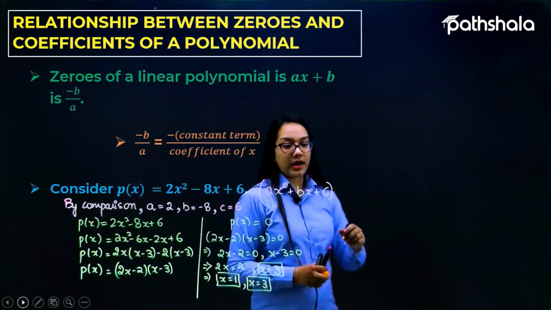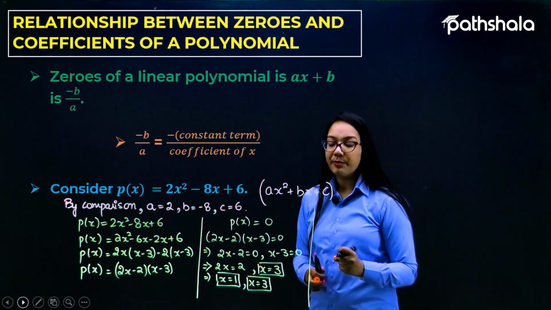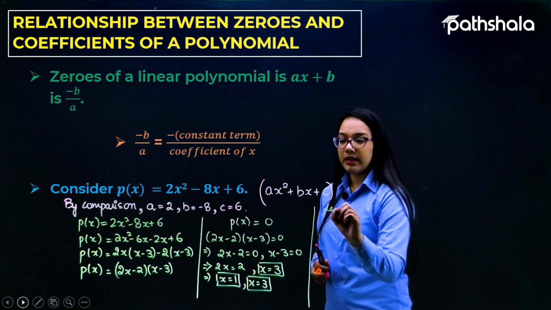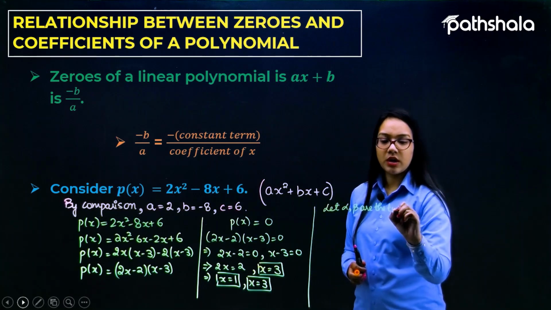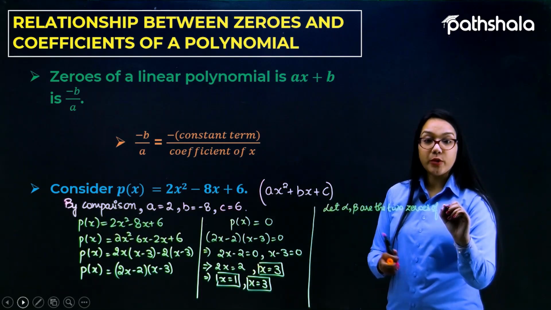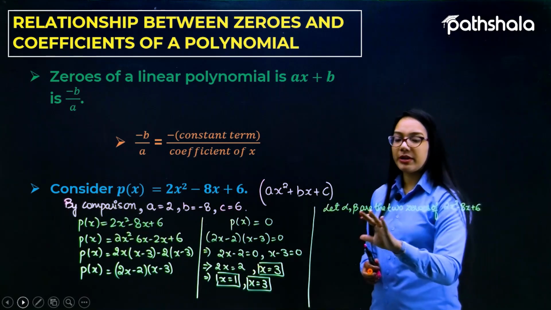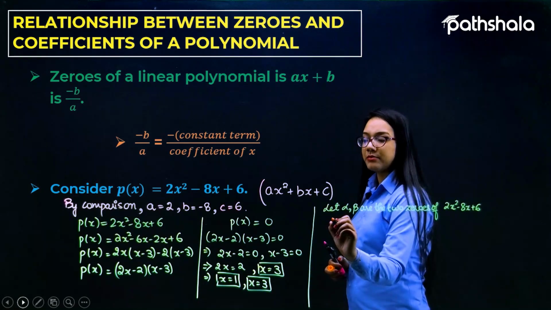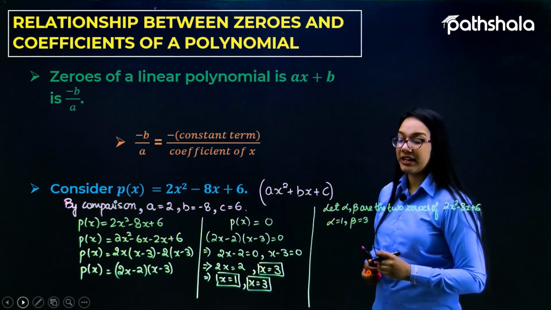So let us suppose I am expressing x is equal to 1 and x is equal to 3 in a very different manner. Let alpha and beta be the two zeros of the quadratic polynomial 2x square minus 8x plus 6, and I am taking alpha as 1 and beta as 3.